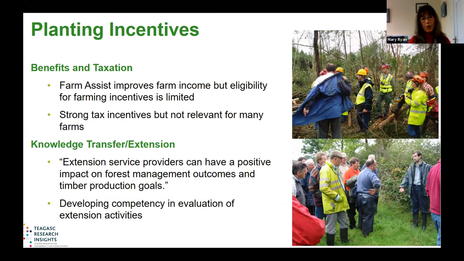In terms of knowledge transfer or extension, something that's very close to my own heart, having lived for a long time within that sphere, work that we have done showed that extension service providers can have a positive impact on forest management outcomes and timber production goals. And this is the case particularly for outdoor demonstrations, as portrayed in the pictures. We've also done some work recently with colleagues in the Forestry Development Department looking at developing competency in evaluation of extension activities in order to be able to improve uptake and adoption of measures.